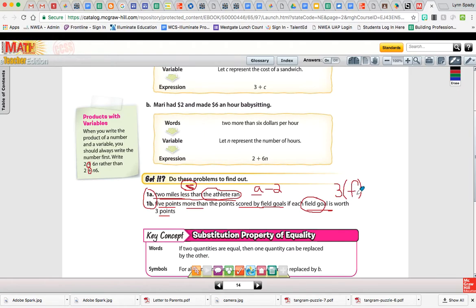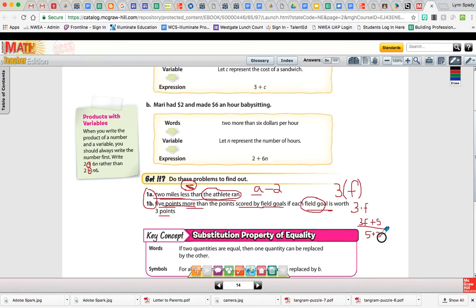You could write that 3 parentheses f, or you could write 3 dot f, or you could just write 3f. 3f means 3 times f. Okay, and then 5 more points than that, we would just do a plus 5. Now you might be thinking, does it matter if it's 3f plus 5 or 5 plus 3f? Either one is correct.